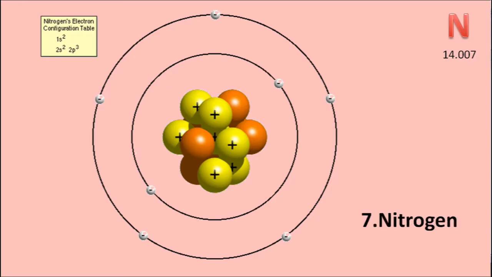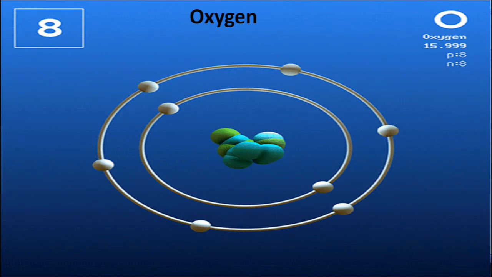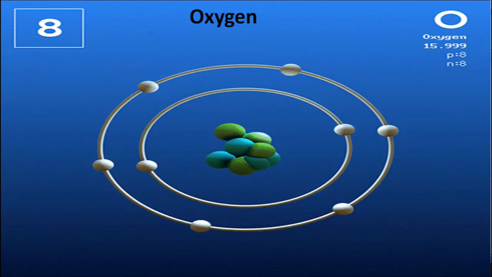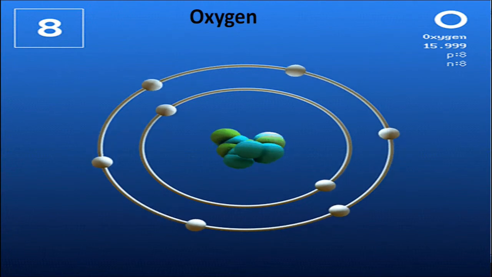Nitrogen, atomic number 7. It has 7 electrons, 2 electrons in first shell and 5 electrons in second shell or valence shell. Oxygen, atomic number 8, represented by symbol O. It has 8 electrons, first shell having 2 and valence shell or second shell having 6 electrons.